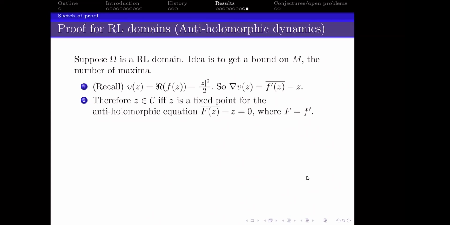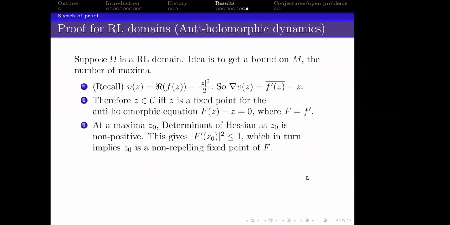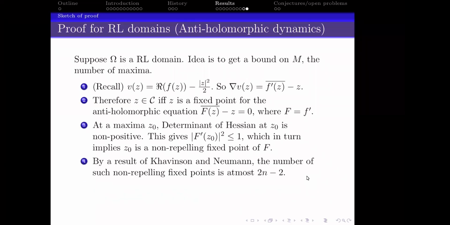And this is well known. I will just mention a beautiful paper of Dima Khavinson and Neumann, who showed how you can relate the number of such critical points to how many fixed points there are. They showed that for a rational function of degree n, the number of critical points is at most 2n minus 2.